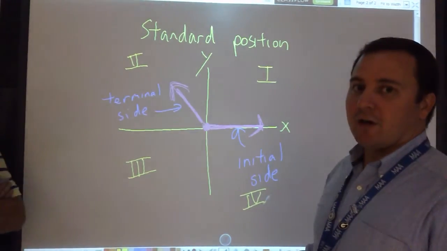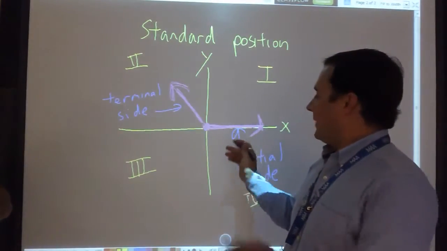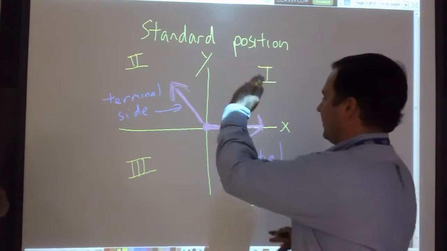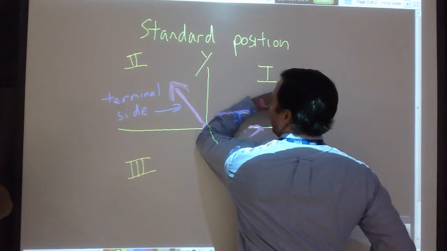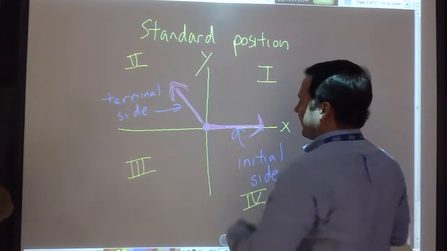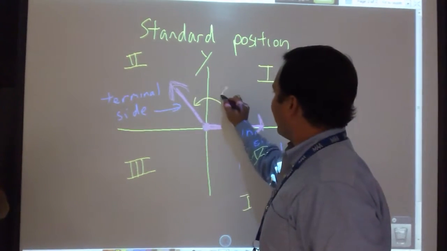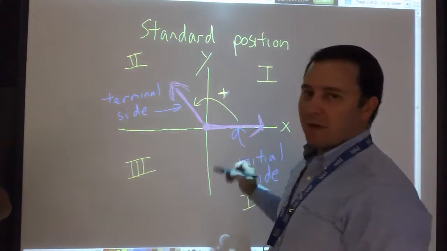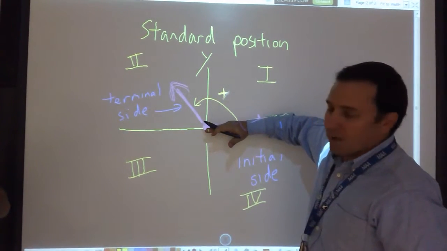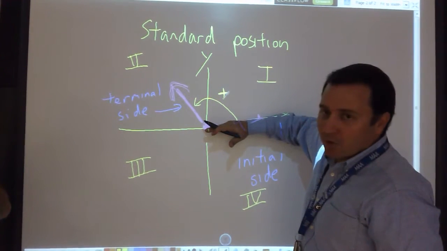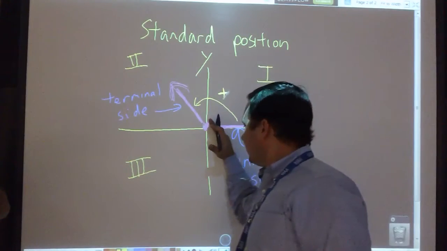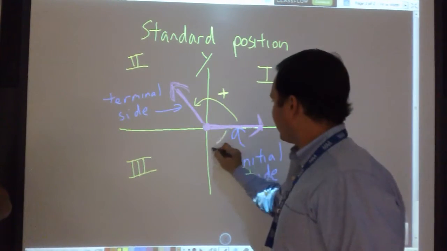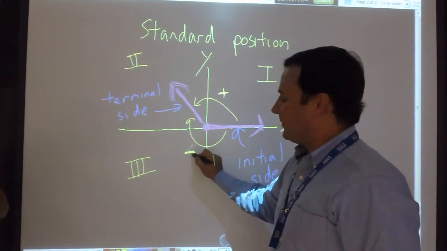And you'll also recall when we studied angles that if you're starting on the initial side and you're moving counterclockwise in that direction, the angle has a positive measurement. But if you start and go clockwise, this direction, your angle has a negative measurement.